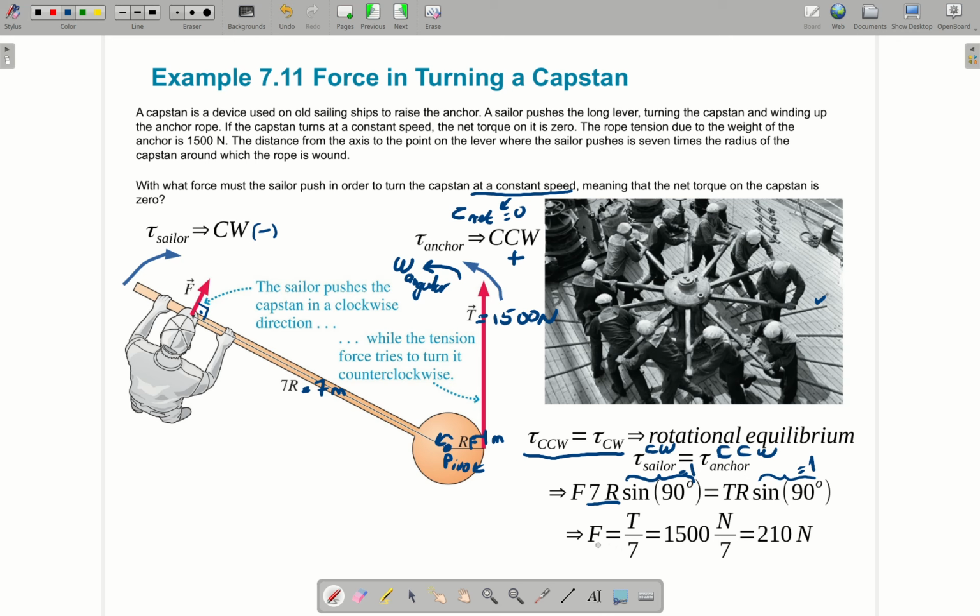Then we solve for F. We know the tension, r goes away. We'll have F is equal to tension over 7. And we'll solve for it to find 210 Newtons. I can go by logic here as well. If I'm applying my force 7 times farther away and it applies the same torque, that means it's 7 times smaller than the tension.